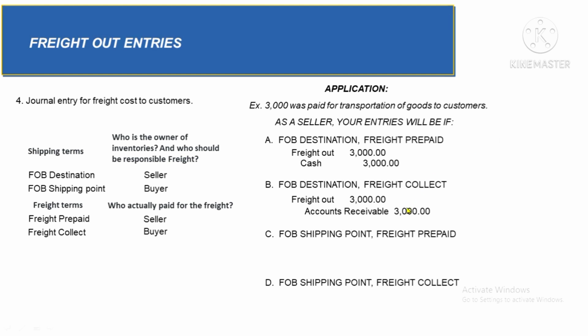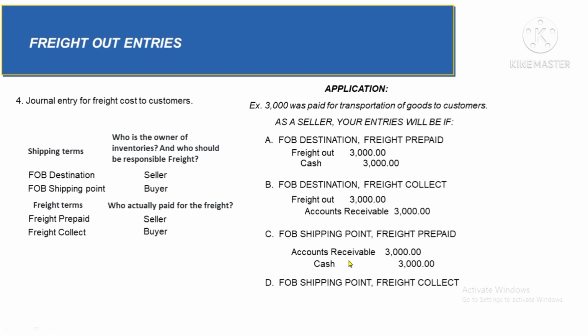The third combination is FOB shipping point freight prepaid, which means that the buyer is responsible for the freight, but you as the seller paid for it. So in the entry, since you are not responsible, you can't debit the account freight out. Instead, you need to debit the accounts receivable of 3,000 and then credit cash 3,000 because you assume the responsibility of the buyer, so you are going to collect it in the future.